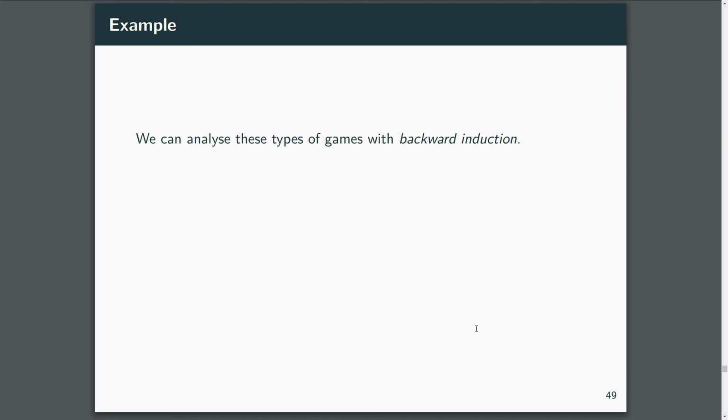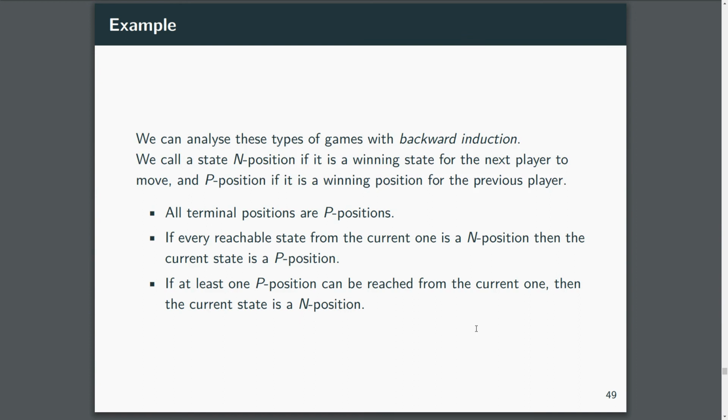And we can analyze these games with a backward intuition. So we start at the end, the finishing state of the game. We call a state n position if it is a winning state for the next player to move. And p position if it is a winning position for the previous player. So the terminal position of having 0 matches is a p position, because the player that made the move which got us to that state is the winner.